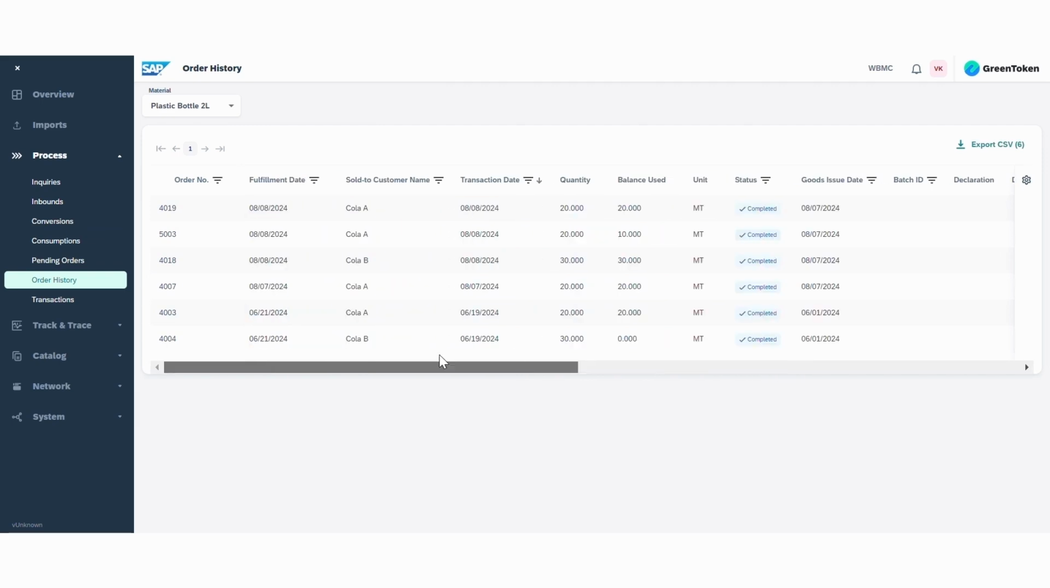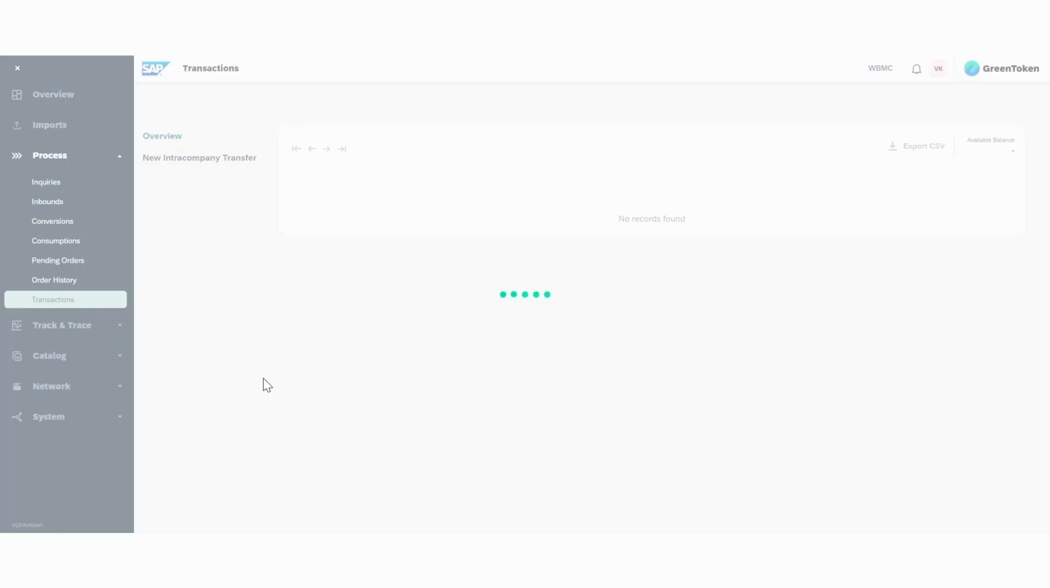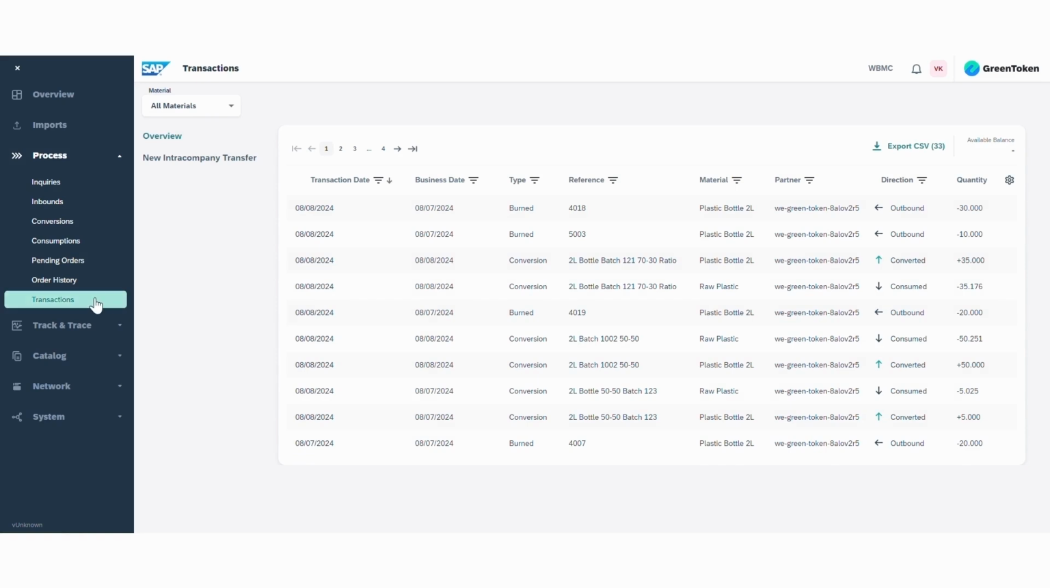So we can see the status of the different orders, how much of the quantity was part of the order, how much of the certified balance was used to fulfill those orders. In this case, we saw that we used only 10 of the sustainable product, and the remaining was the conventional one.